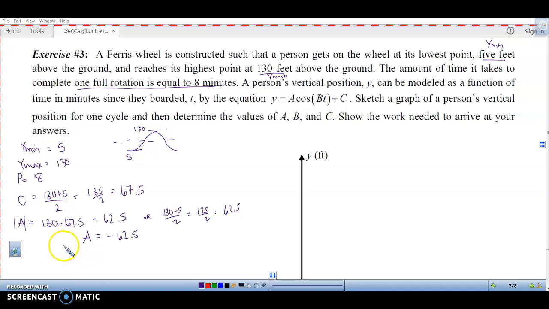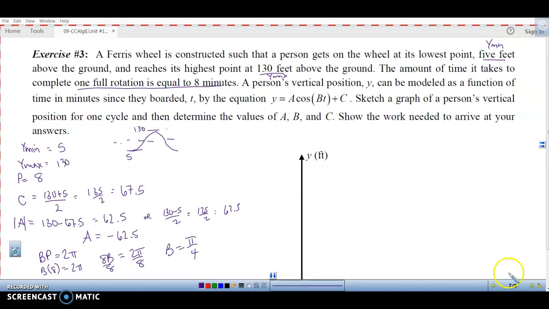B is going to be the frequency. All right, now it says the amount of time it takes to complete one rotation is equal to 8 minutes, which we said was the period. So the formula is B times P is equal to 2 pi. To figure out B, we need to know what P is. In this case, it's 8, so it's B times 8 is equal to 2 pi. Solve for B. 8b is equal to 2 pi, divide by 8, and b is equal to pi over 4.